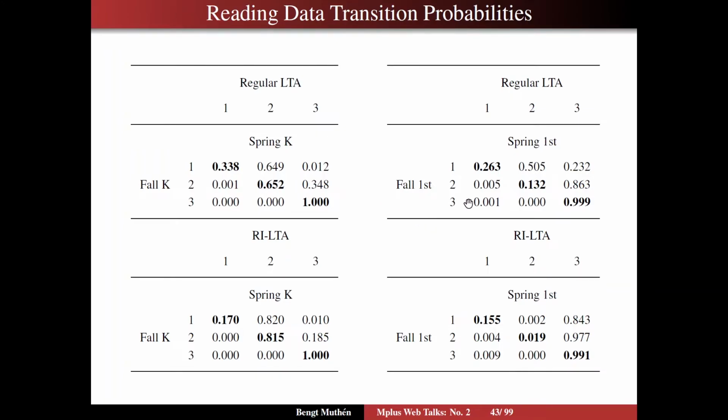You can also look at the transition from fall first to spring first, and for instance you could take a look at those who were in class 2 in the beginning of first grade: the probability of staying is 13%, and of moving on to class 3 is 86%, whereas again RI-LTA has a more positive view, a smaller chance of staying in the same middle class, and a higher chance of moving on to the better third class. So, different interpretations.